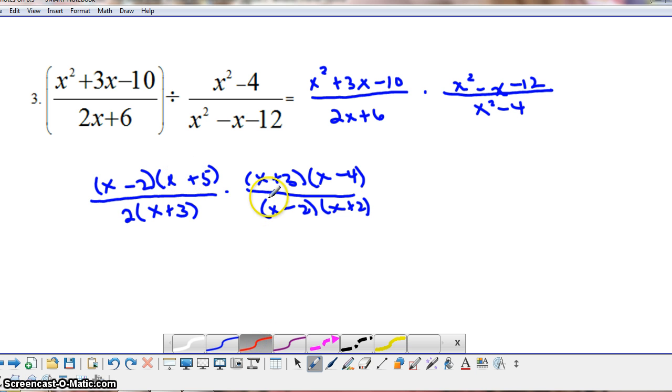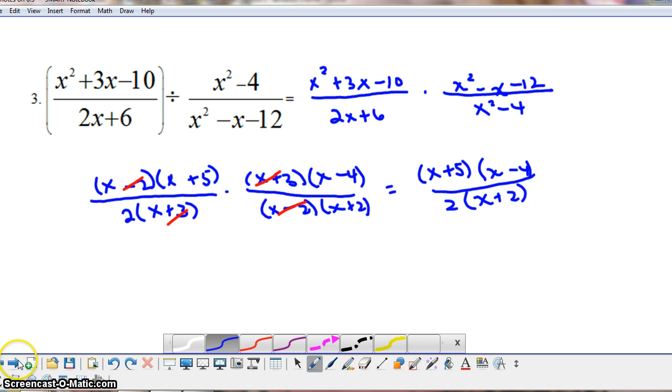And now I'm going to cancel out any common factors that we have. We have a common factor of x plus 3, and we also have a common factor of x minus 2. So our final answer for this particular problem is x plus 5 times the quantity x minus 4 all over 2 times the quantity x plus 2.